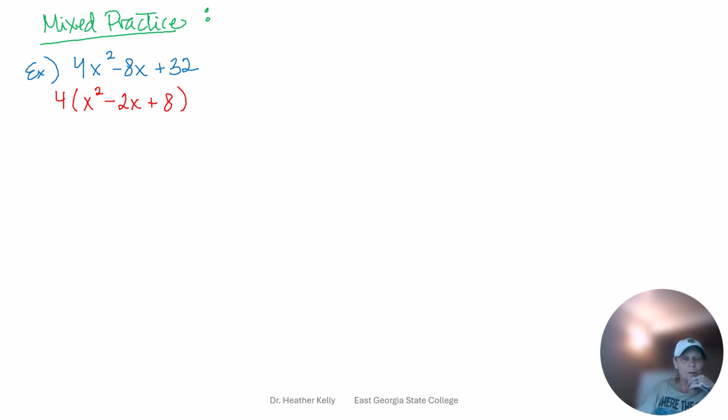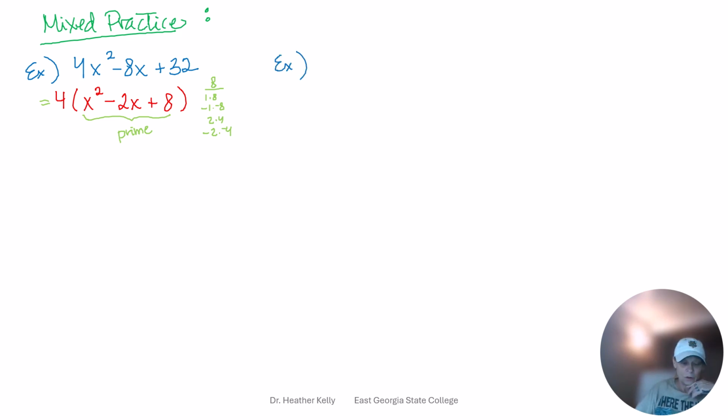If you take a look, 1 times 8 is positive 8. And how can we get that? That's 1 and 8, negative 1, negative 8, 2 and 4, negative 2, negative 4. That's it. This piece right here is what is called prime. It does not factor. So that is as factored as that piece will go.